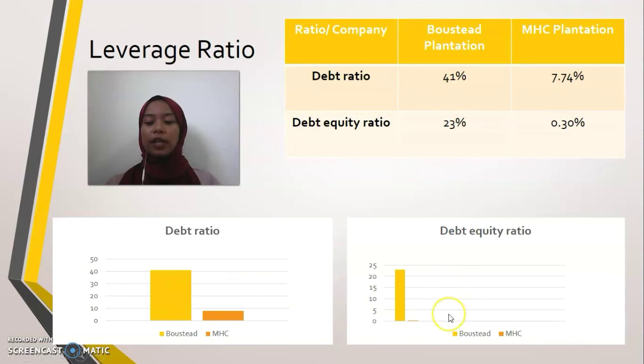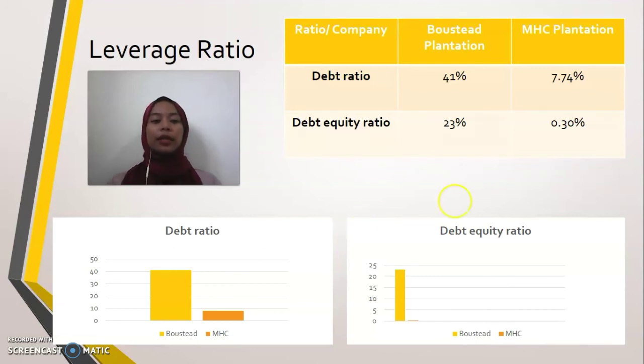For the debt equity ratio, MHC's is less than BPB's, less than Boston's. Therefore, MHC is less risky than Boston as MHC is more equity financed, while Boston is debt financed. Boston has a higher percentage of assets that are supported by debt than equity compared to MHC Plantation.